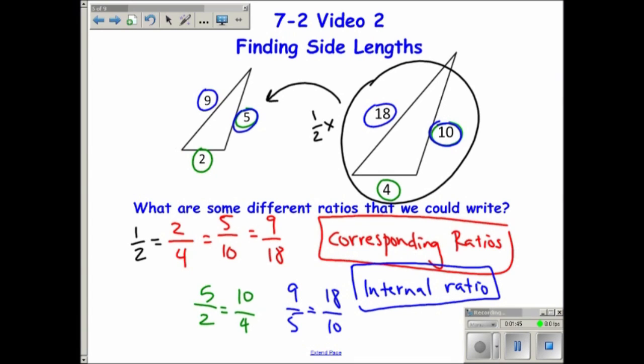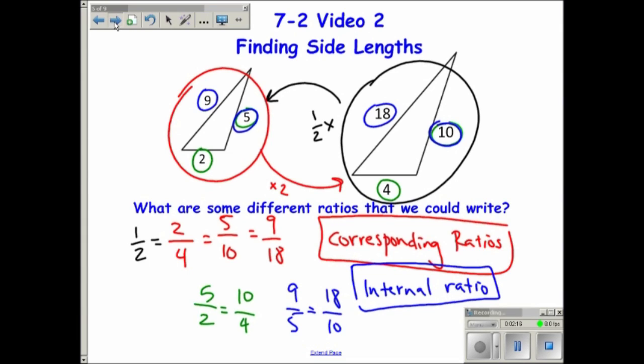Okay, and similarly, to go from this triangle back to this triangle, you can either multiply by the reciprocal, which in this case is multiplying by 2, or you can take the same scale factor 1/2 and just divide by that scale factor. So I could take 2, divide by 1/2 and get 4. Now, dividing by a fraction may be kind of confusing to some of you, but that's a way of doing it.